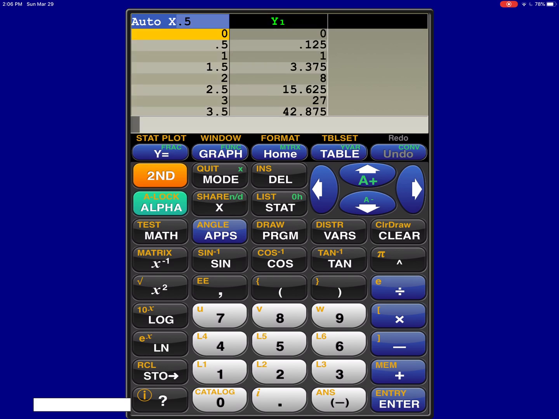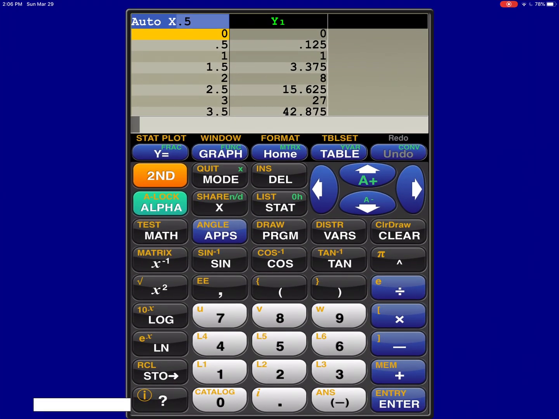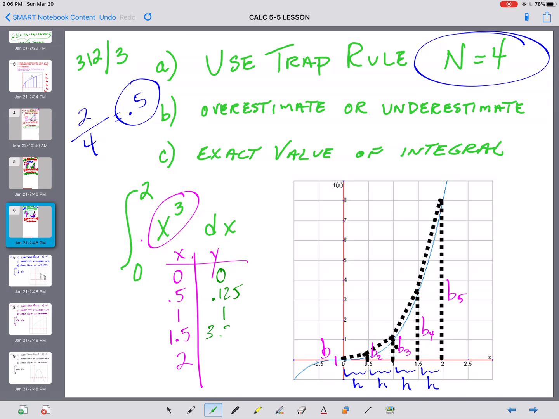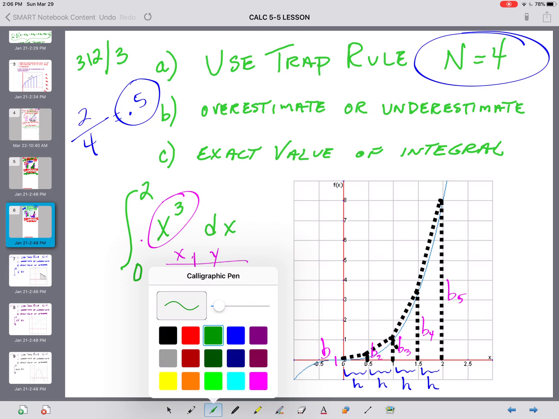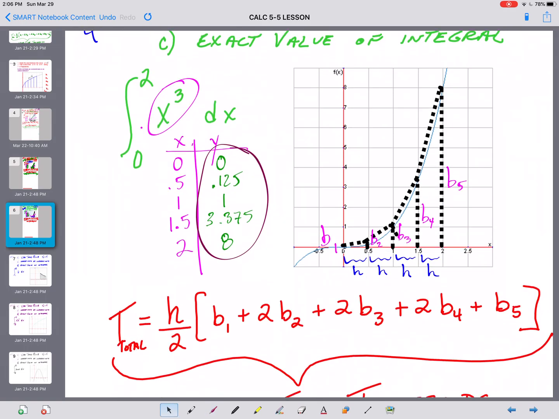There they are. Look at the y values: 0, 0.125, and 1. Let's get the last two. Okay, there they are: 3.375 and 8. These right here, these are the bases. That's how long each of the bases are. Let's go use that in our formula.